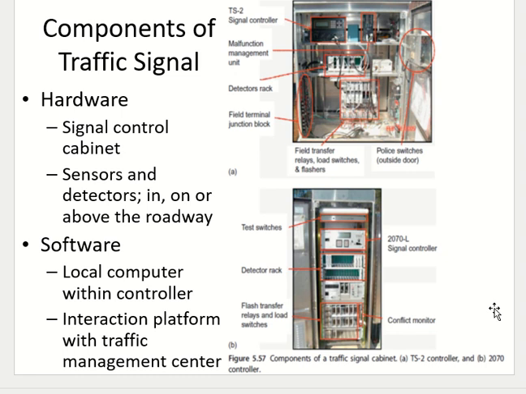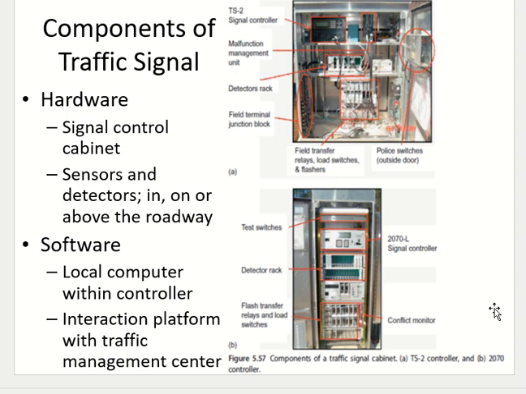Okay, what are the components of a traffic signal? The components can be divided into two categories. We have the hardware and the software. We have the signal control cabinet. You may have seen it, right? On the side of the road, where the policeman stands and so on. Then we have the sensors and detectors. Sensors and detectors can be above the road, below the road, or at the side of the road.